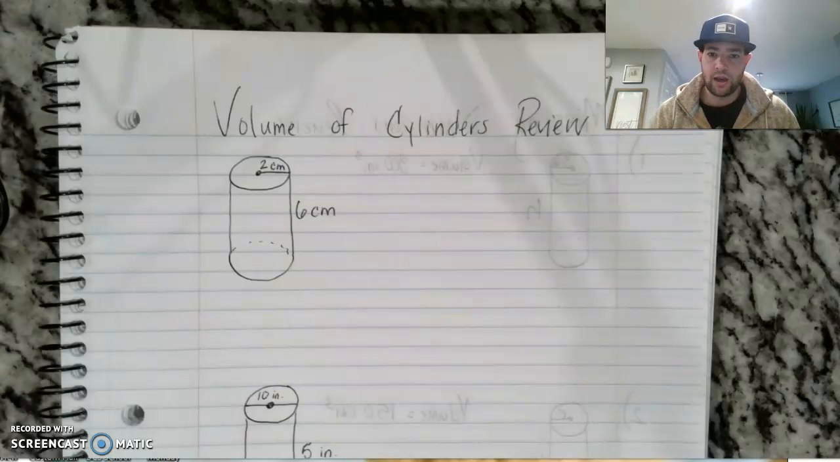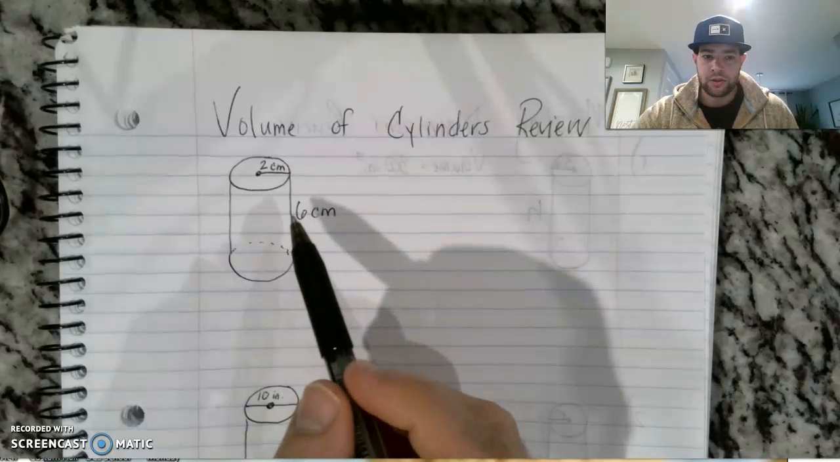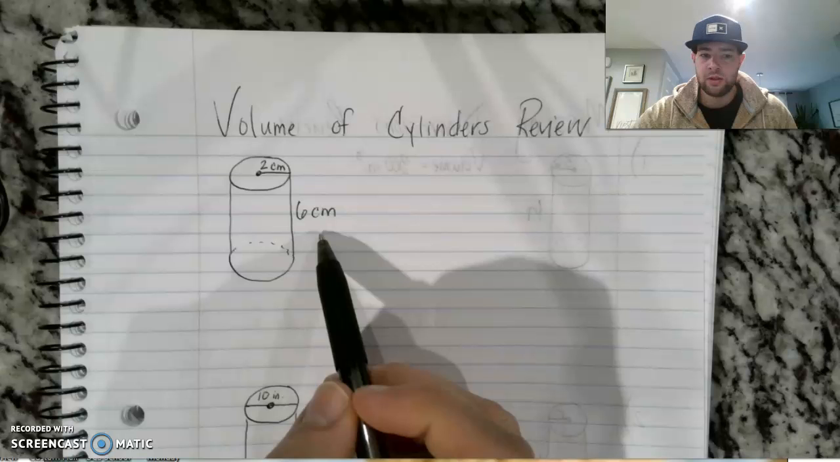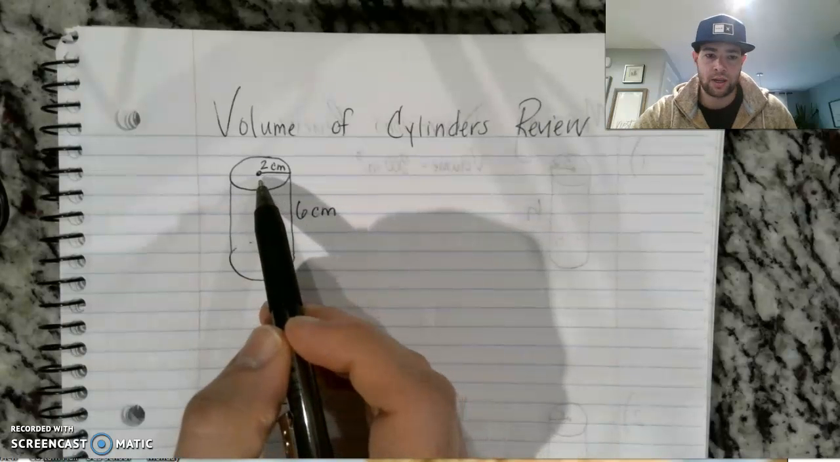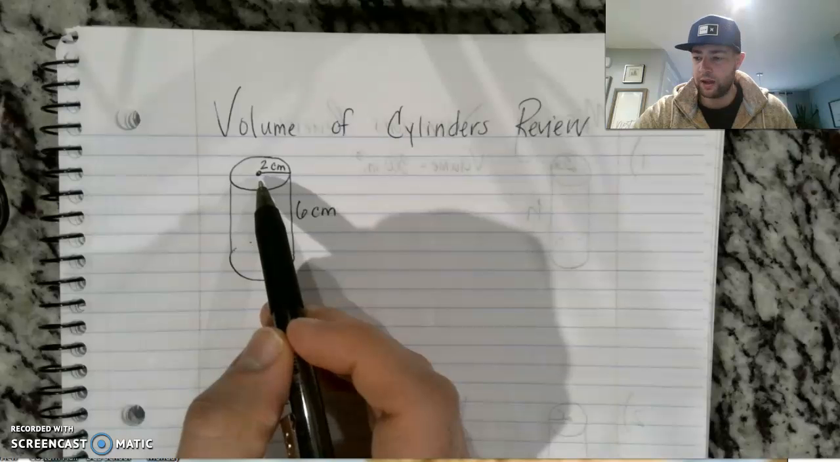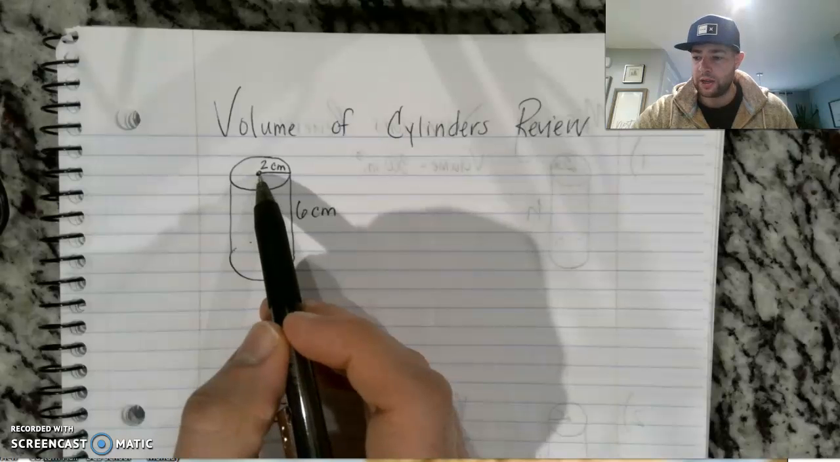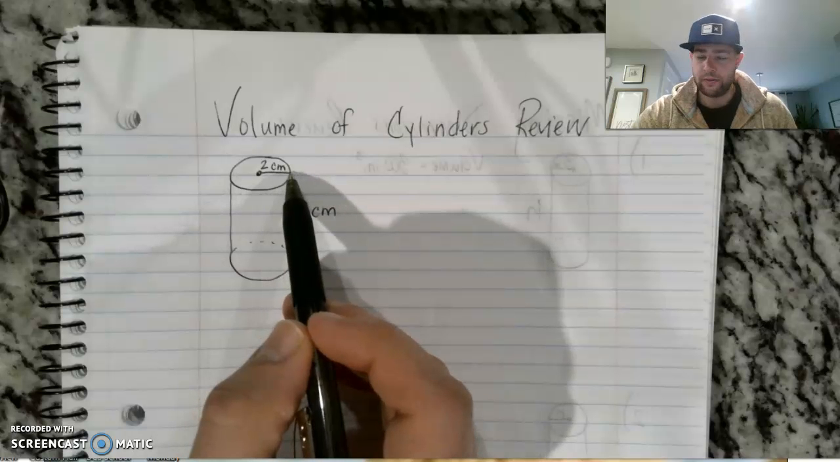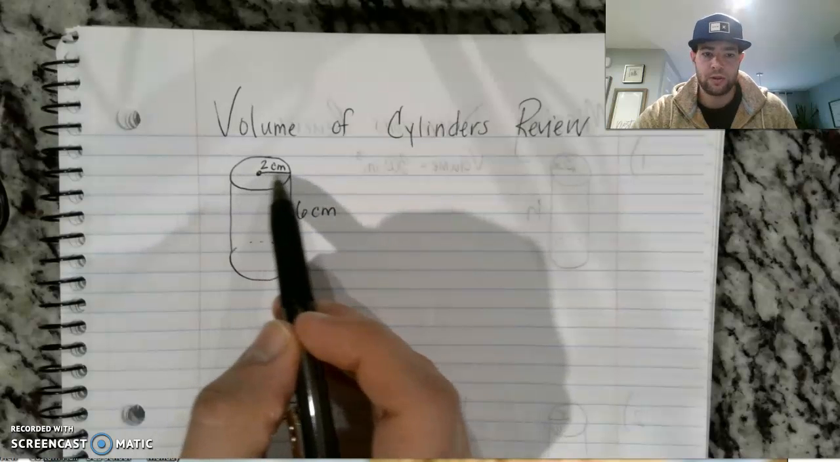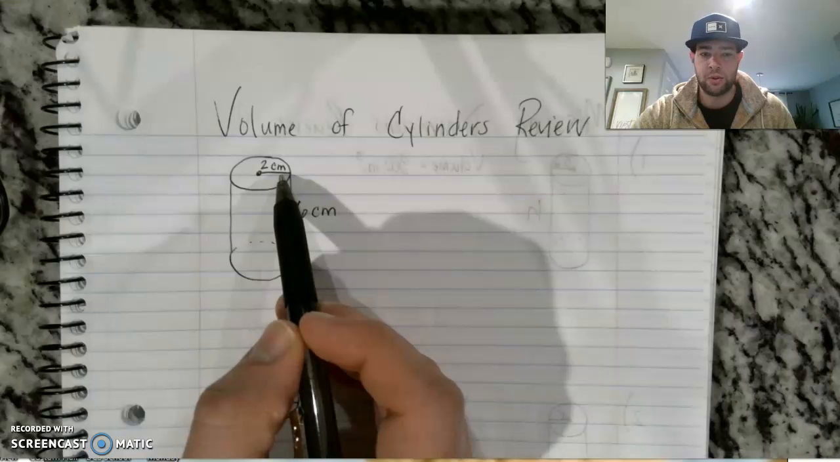So the first thing I have here is my cylinder. If you look at the cylinder, you notice that we have a height of 6 centimeters, and it's always good to look to see if you're given the radius or the diameter. So looking at this, obviously I have my center, and from the center it goes out to the edge of the circle, and that covers half the distance of my circle, so I know that this is going to be my radius.